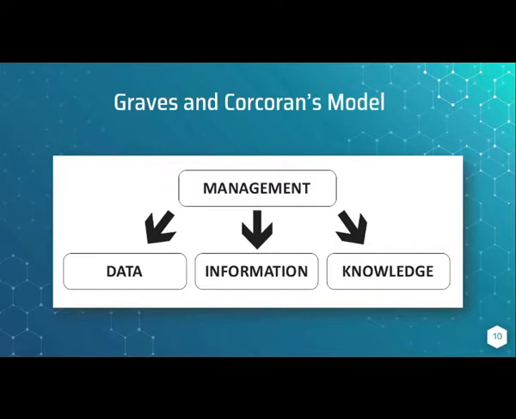Graves and Corcoran's model. The model placed data, information, and knowledge in sequential boxes with one-way arrows pointing from data to information to knowledge. The management processing box is directly above, with arrows pointing in one direction from management processing to each of the three boxes.